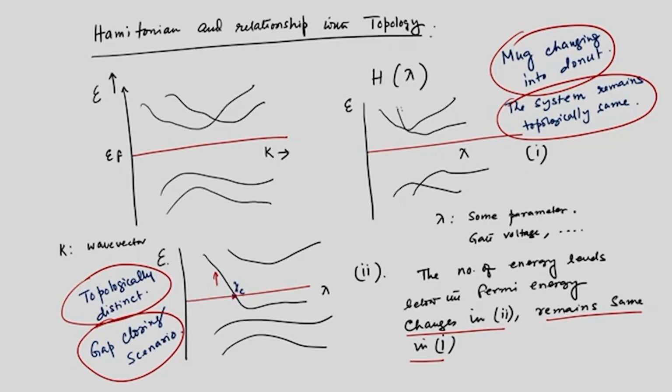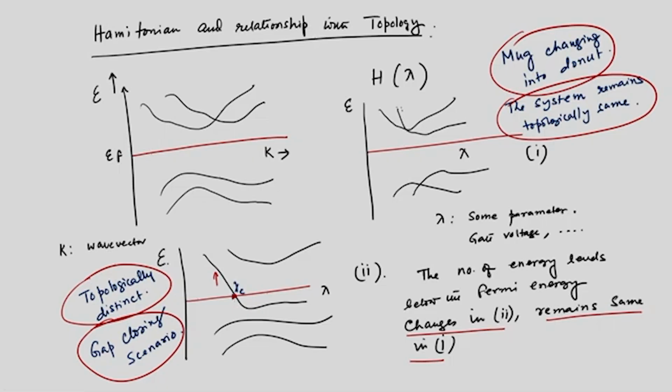This point is lambda c. This is what I mean by lambda c, and this gap closing occurs. Okay. So, then the system does not remain topologically equivalent, like the mug and donut, in that sense the similarity does not remain, and one actually gets a different system. So, the Hamiltonians representing the two systems before lambda c and after lambda c are not topologically equivalent. The topological invariant changes. Okay.